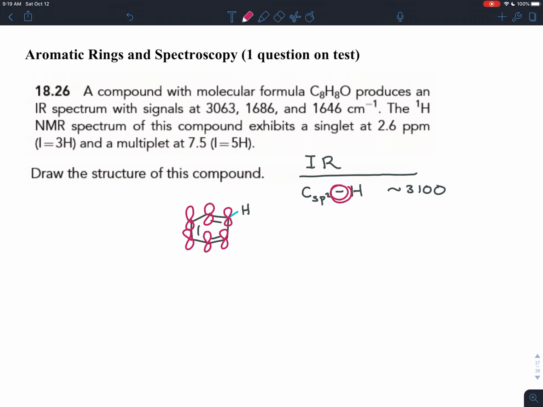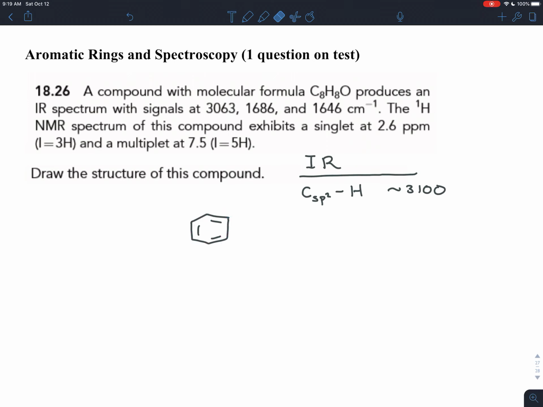Because of that, this spring is not quite as strong, and so it doesn't take quite as much energy to make it vibrate. And so sometimes you'll see it a little bit below that, somewhere in like the 3050s, or something around there. So I'll emphasize around approximately 3100 for benzene.